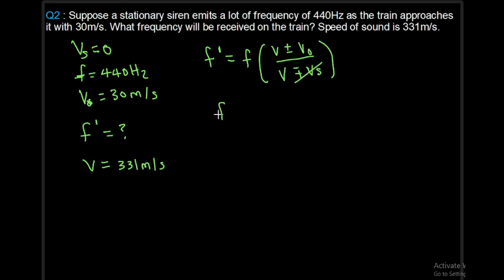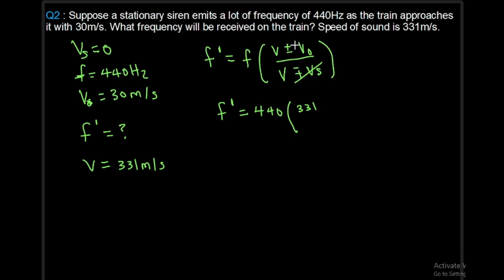So our equation now is going to become: apparent frequency equals the actual frequency, which is 440, multiplied by the speed of sound, which was given to us to be 331, plus or minus. So which do we use?